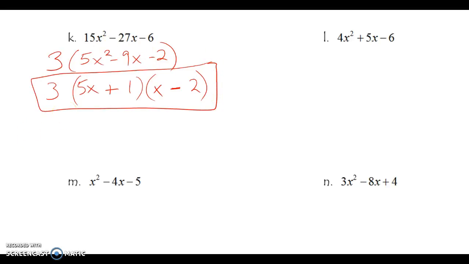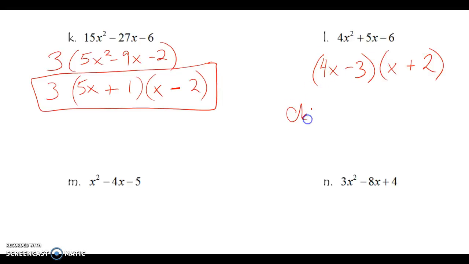I want you guys to pause the video and try L. So in L, first thing you should notice is there was not a GCF. So you had to go right into your two binomials. And you could have tried 2x and 2x. I actually tried it, it didn't work. So then I had to go to 4x and x, and then factors of 6, 3, and 2.